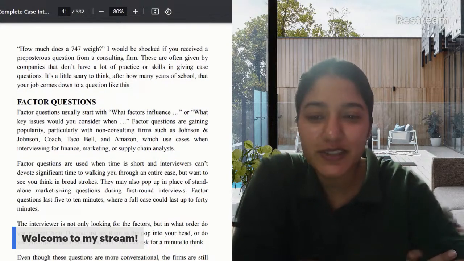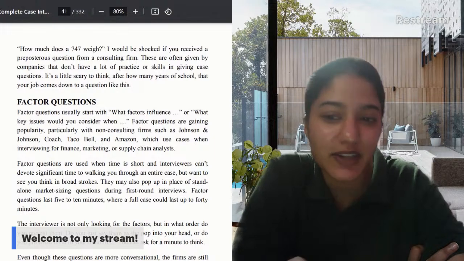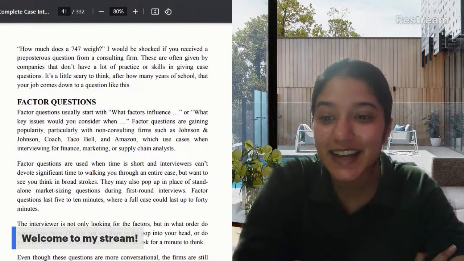I would be shocked if you received an estimation question from a consulting firm. These are often given by companies that don't have a lot of practice or skills in giving case questions. So it's a little scary to think, after how many years of school, that your job comes down to a question like this. So, factor questions.